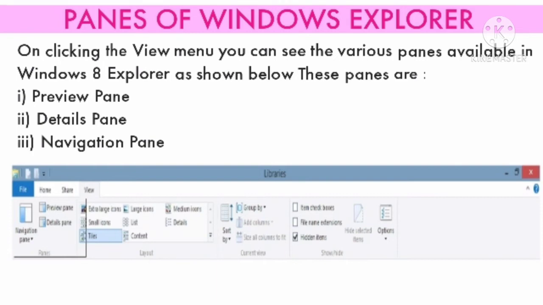Panes of Windows Explorer. On clicking the View menu, you can see the various panes available in Windows 8 Explorer as shown below. These panes are Preview pane, Details pane and Navigation pane.